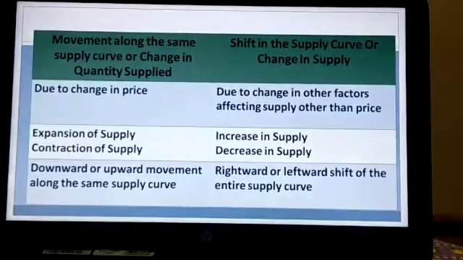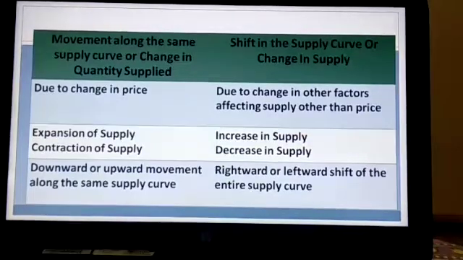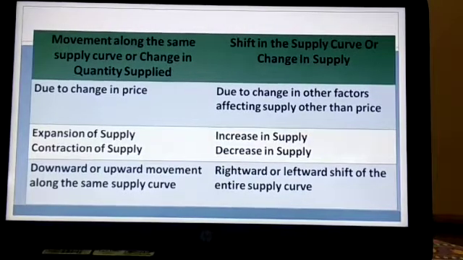Okay, now this concept we'll be doing today. This is the last concept of your chapter, supply. Movement along the same supply curve and shift in the supply curve. Movement is also called change in quantity supplied and shift is also called change in supply.